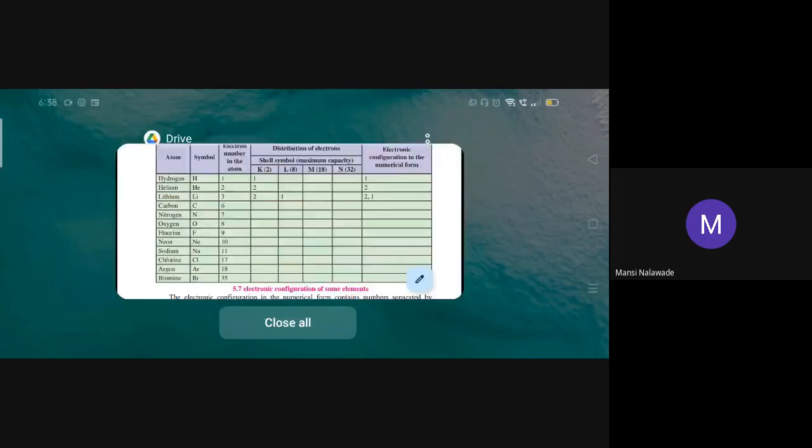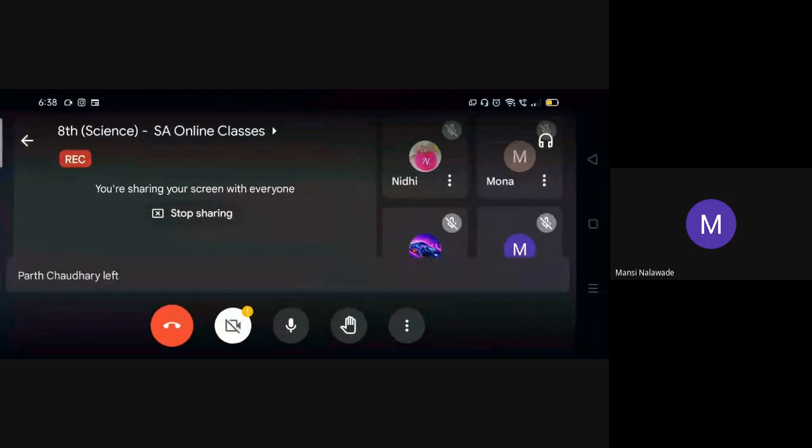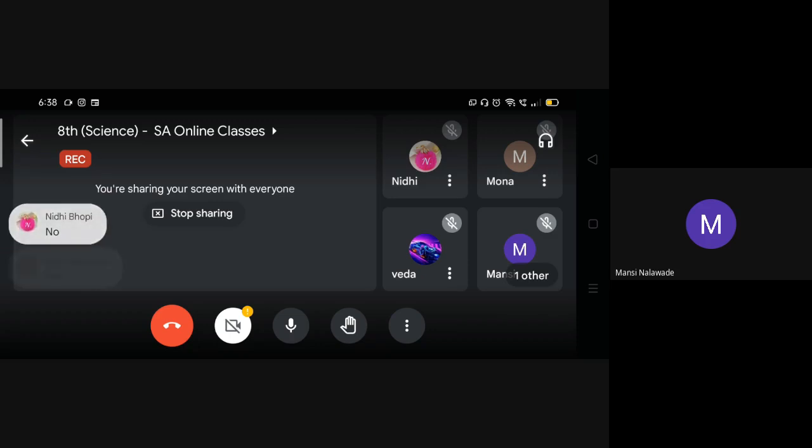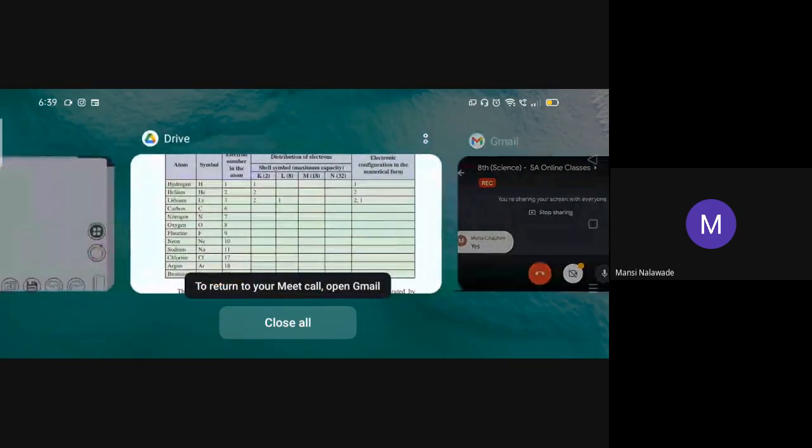Because the capacity of K is 2, in K we can put any number of electrons up to 2. Now, will anything remain to go into L? Will anything go into L, M and N? In the case of hydrogen, only one electron is present. Tell me, will anything go into the L, M, N shells? In the case of hydrogen, where only one electron is there, nothing will go inside L, M, N. No, Hariom, nothing will go inside L, M, N.